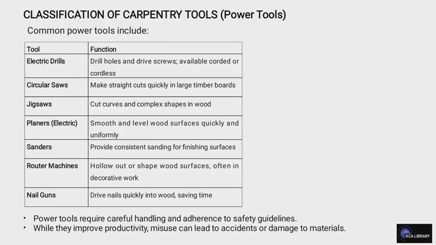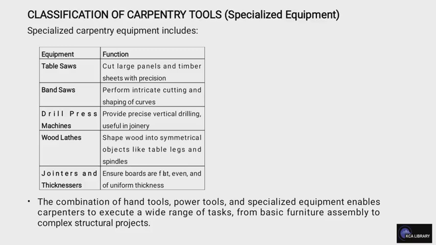There is also the sander, and this is one that provides consistent sanding for finishing surfaces. We have the router machine, which hollows out or shapes wood surfaces, and it's often used in decorative work. We have the nail gun, which drives nails quickly into wood, saving time. The power tools require careful handling and adherence to safety guidelines. While they improve productivity, misuse can lead to accidents or damage to materials.